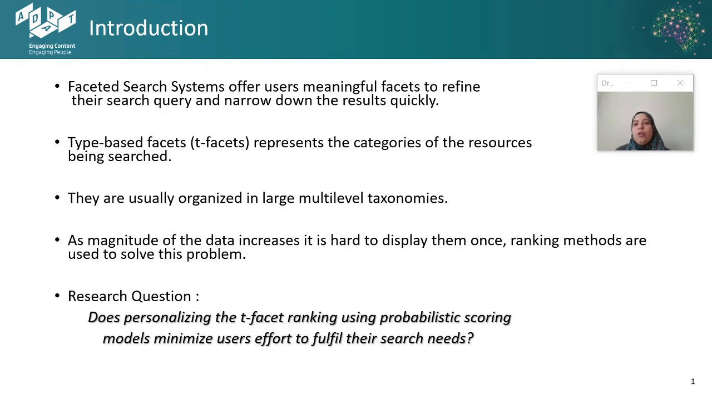taxonomies. Of course, as the magnitude of the data increases, so does the number of the facets, and it becomes really hard to display them all at once. So ranking is needed to select the appropriate subtree of the T-facets to present to the user. Our work aims at answering the following research question: does personalizing the T-facet ranking using probabilistic scoring models minimize user efforts to fulfill their search needs or not?